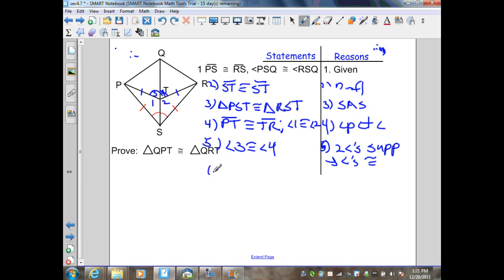Then I can state that segment QT is congruent to segment QT by reflexive.